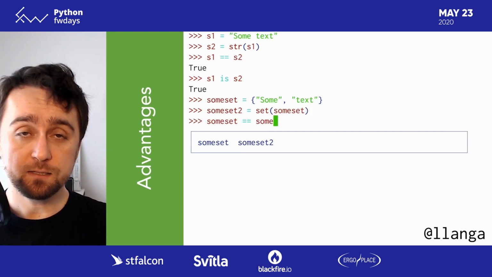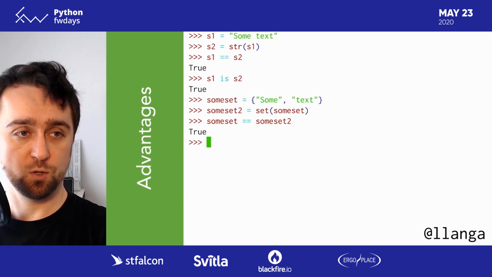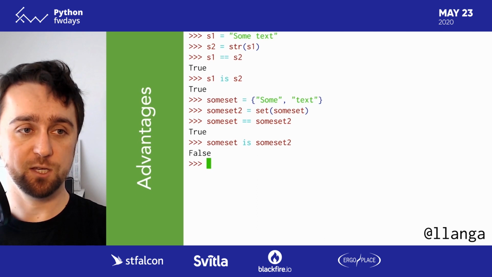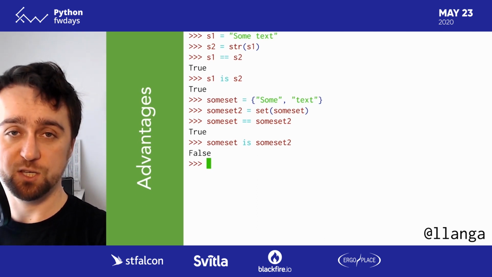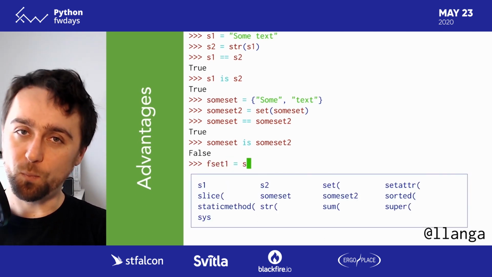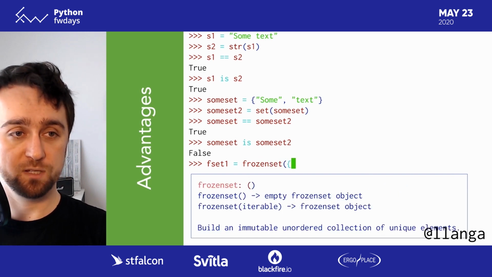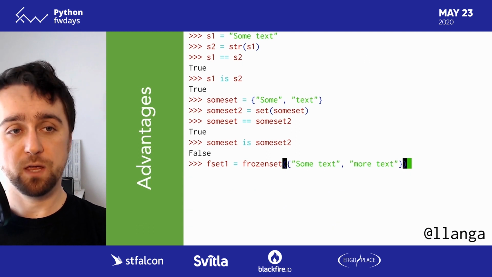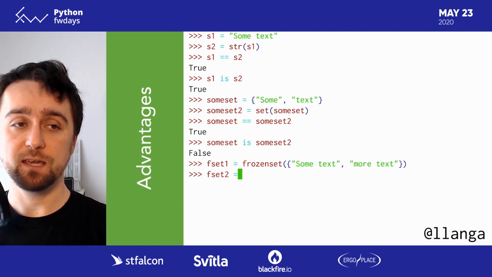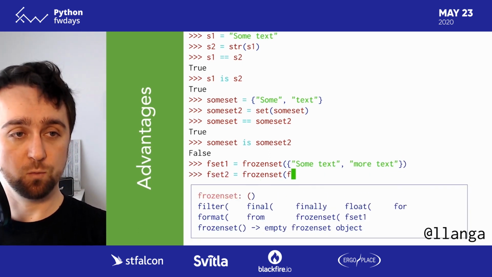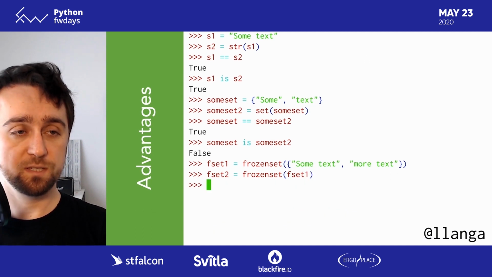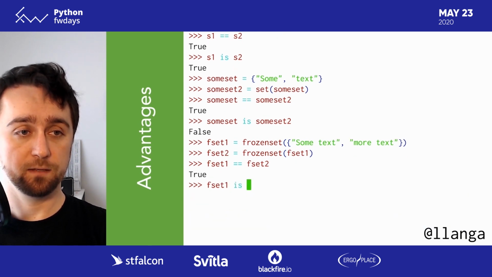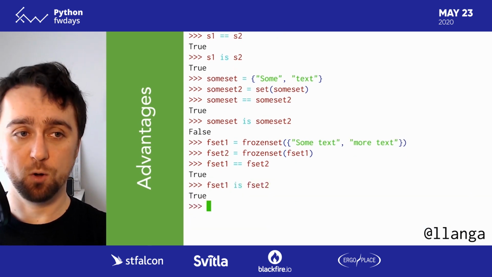A set is a mutable data structure. So the same is not true. We cannot use the same optimization here because the state might be changing in the future. But if we used a frozen set, so let's put some data there inside. If you create another frozen set instance off of the first one, you will see that they again compare equal, and they are in fact the same object.